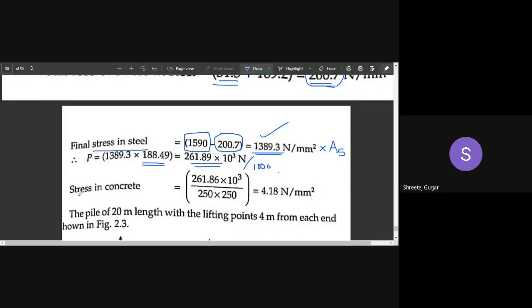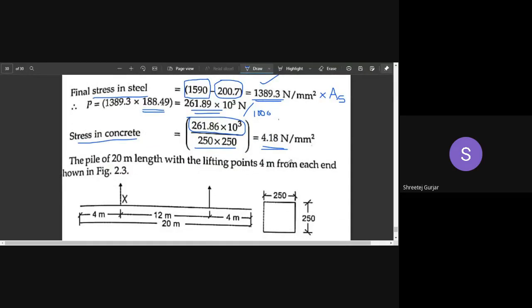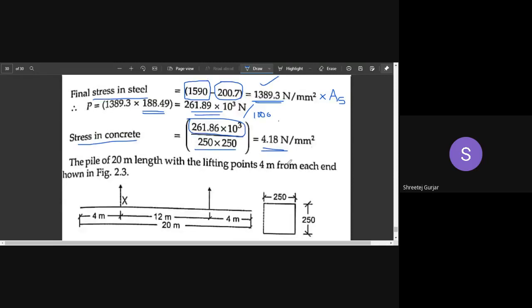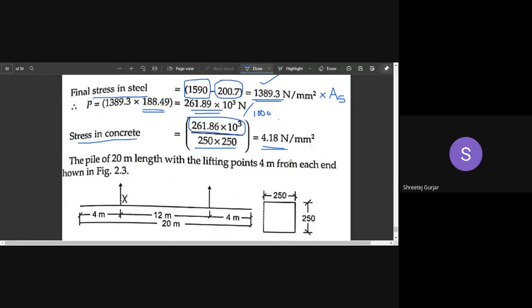Now similarly, stress in concrete. So this force which we have calculated here divided by area of concrete, that is 250 by 250. So we have got stress in concrete. After you get the stress in concrete, now we have to go to the third part of our question. That is we have to find the maximum tensile stress which is occurring in your pile. Maximum tensile stress they have told us to calculate.